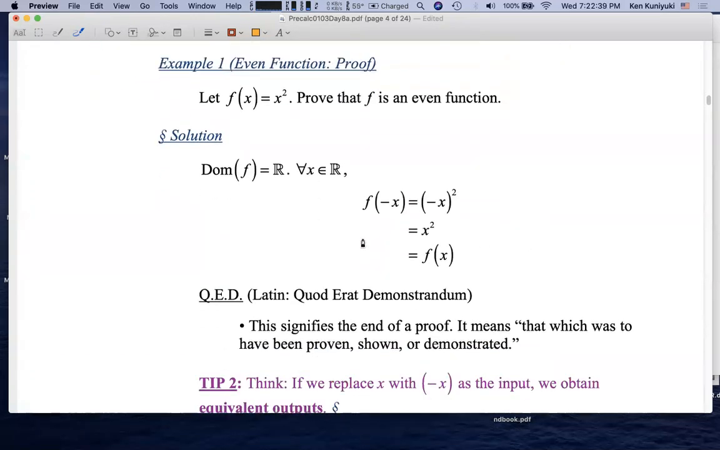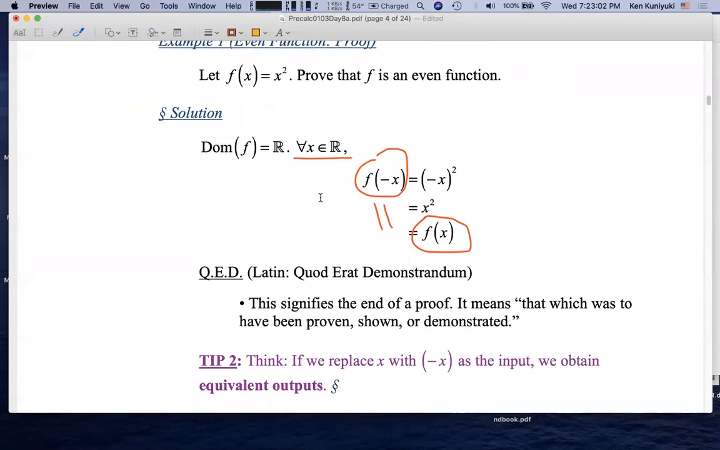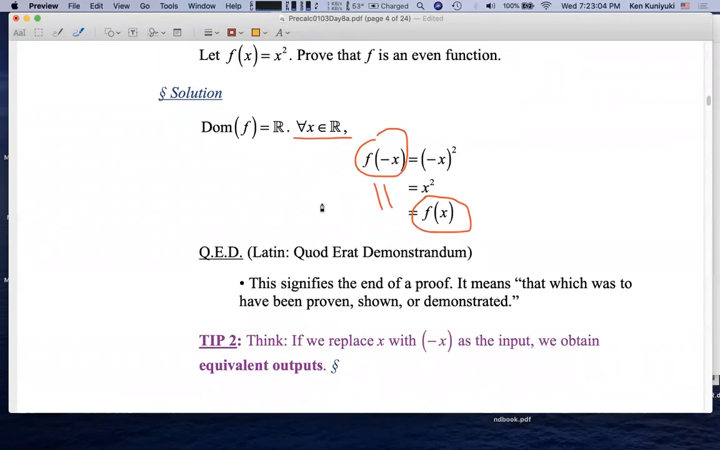Here's a proof. We want to show that f of opposite x equals f of x. Well, when you square the opposite of x, you just get x squared, which was f of x. f of opposite x equals f of x for all x in the reals, which is symmetric about 0. So the squaring function was a basic example of an even function.